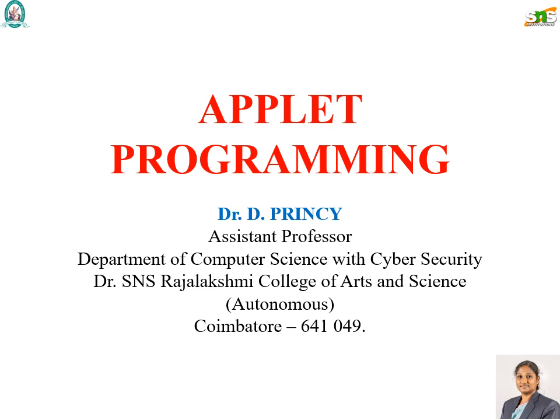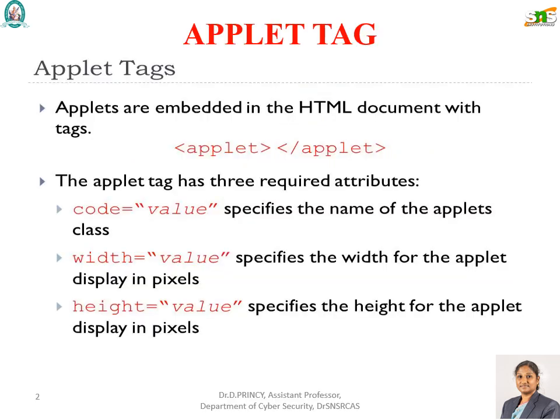In this video, I am going to continue with the applet tags. Generally, applet tags are embedded in the HTML document. The applet tag takes three attributes. The first attribute is code. It specifies the name of the applet class. The second attribute is width. It specifies the width of the applet window, and height specifies the height of the applet window. Both are displayed in pixels.